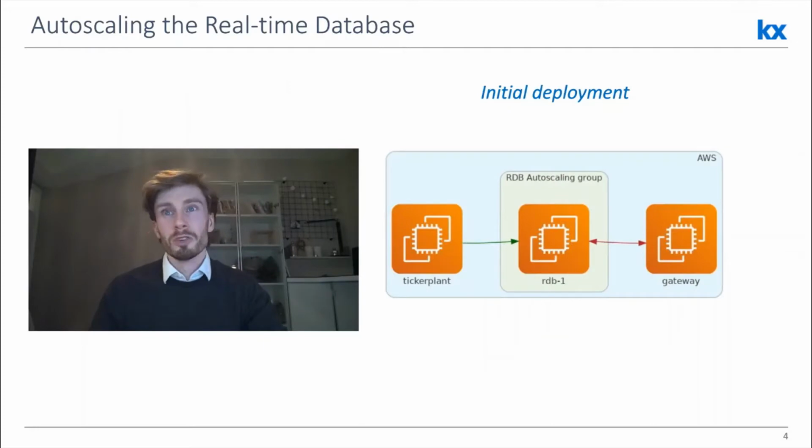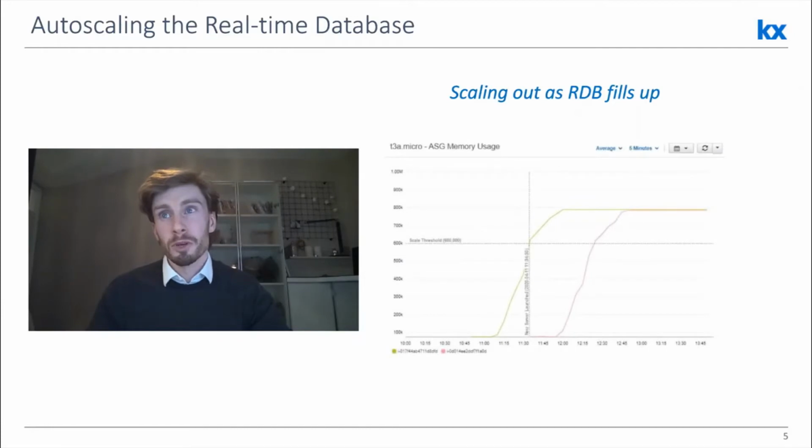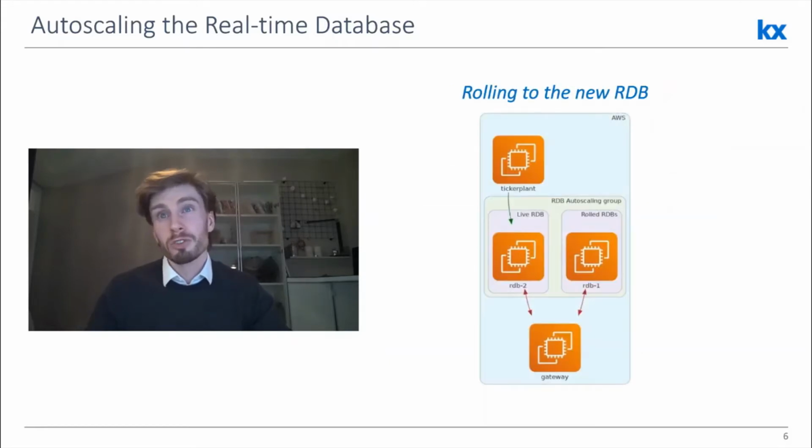So how are we going to do this? The initial deployment is going to look very similar. We're going to have one Tickerplant, one ODB, and one gateway. But this is going to be sharded across multiple servers. The ODB is going to come up, subscribe, and start filling up with data. As it fills up, it's going to request an extra server from the autoscaling group. While that server comes up, it will continue to fill. And once it's full, the Tickerplant will stop publishing to that ODB, and it will start publishing to the next one.